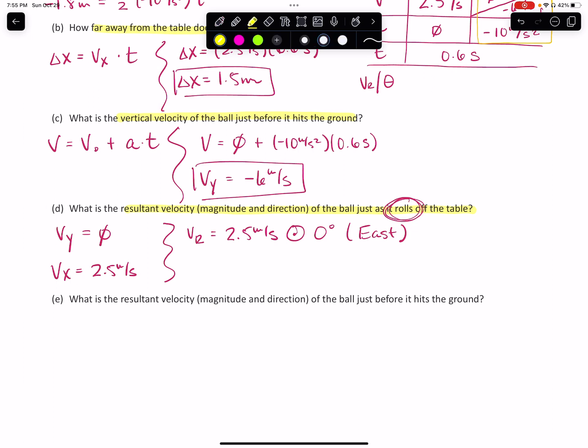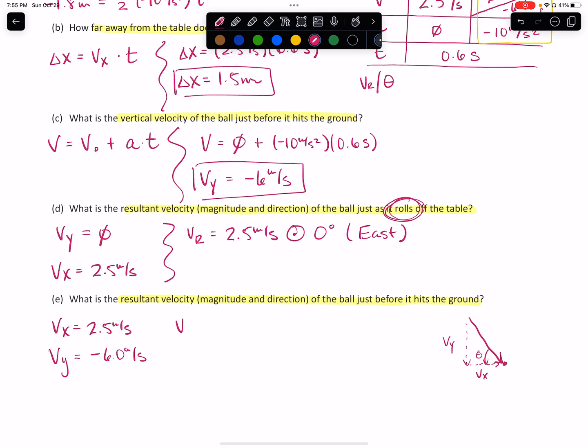Now it wants to know, what is the resultant velocity, magnitude, and direction of the ball just before it hits the ground? If we think about that ball coming down towards the ground, it's going to have some set of x and y components and then some angle theta. Well, we've calculated Vy and we know Vx already. Vx is 2.5 meters per second, and the final vertical velocity is negative 6 meters per second.